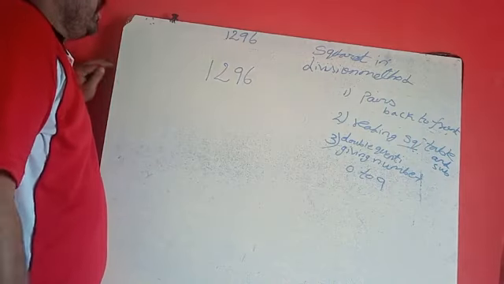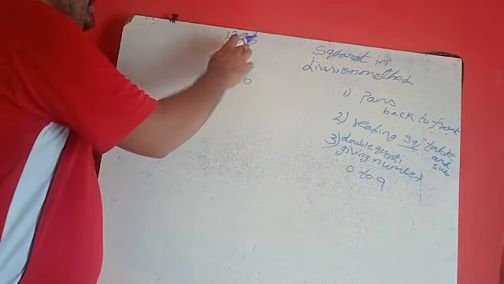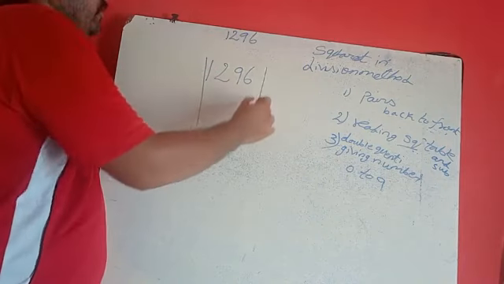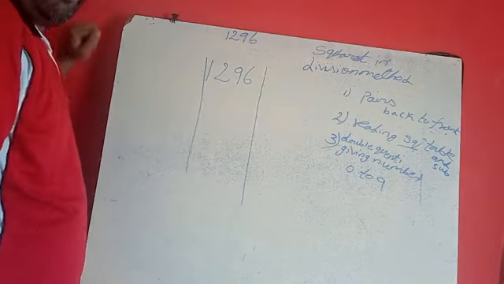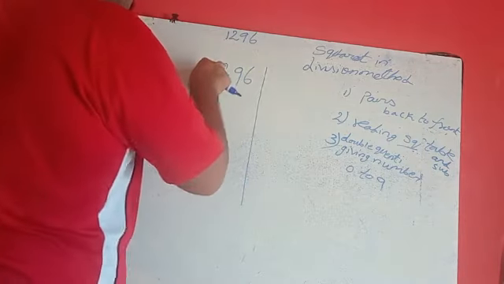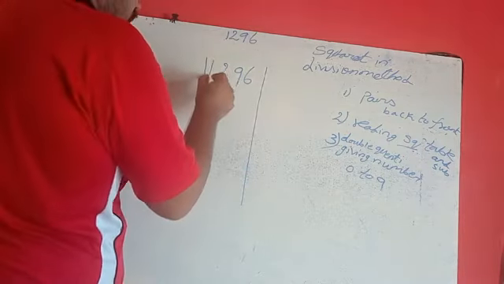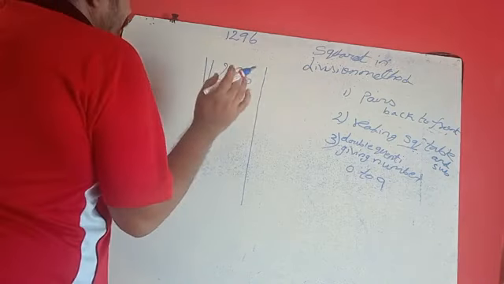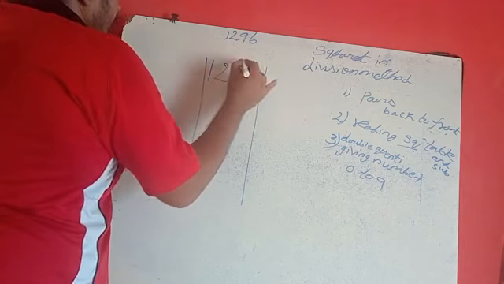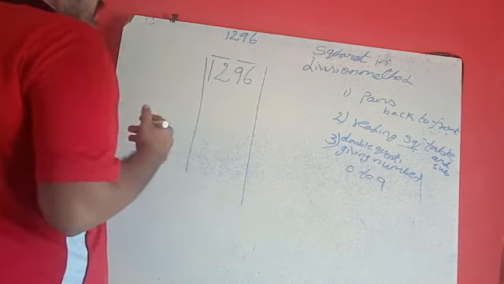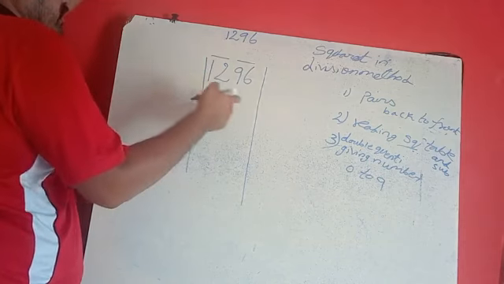Here is another example. 1296. We are doing it by the square root division method. First of all we have to draw these lines. After that, what do we have to take? We should form pairs, from back to front. Each two numbers we have to put in brackets, that means bar brackets, forming as bars.